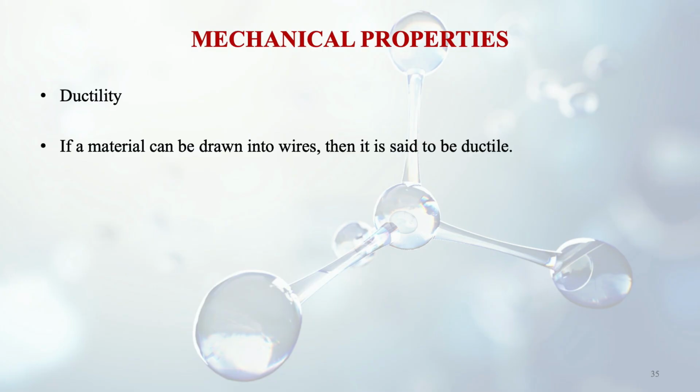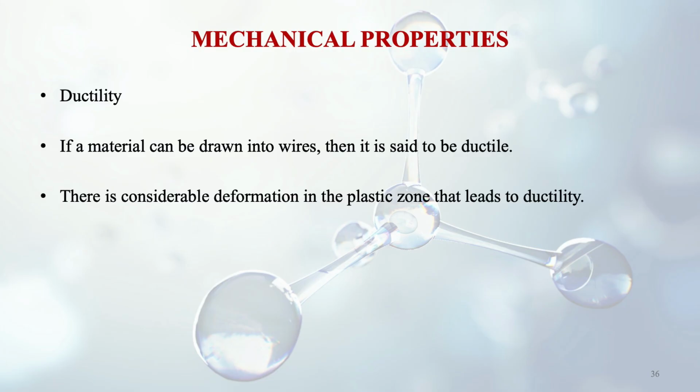If a material can be drawn into wires, then it is said to be ductile, meaning it has a larger amount of deformation before fracture. That's what is given here. There is considerable deformation in the plastic zone that leads to ductility. After the elastic zone is over, in the plastic zone the deformation will be high in case of ductile material, whereas in brittle material it will not be high. And this deformation can be used as a measure of ductility.